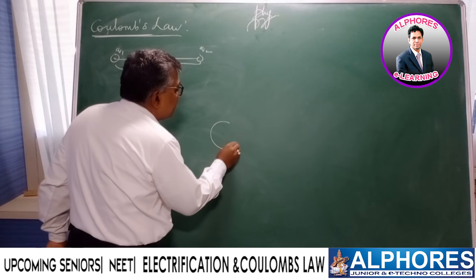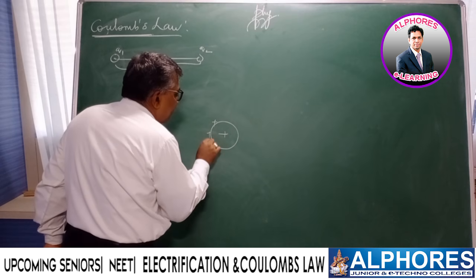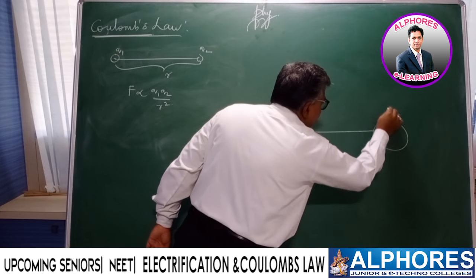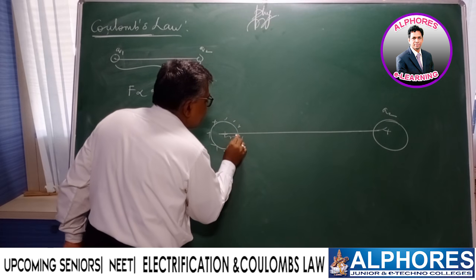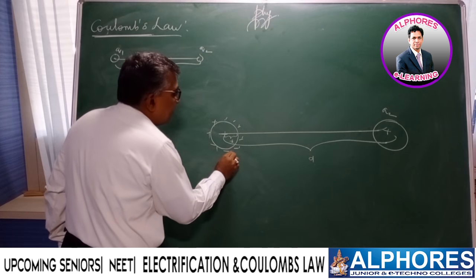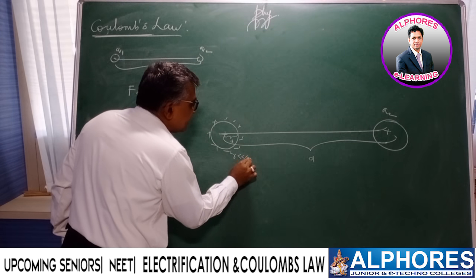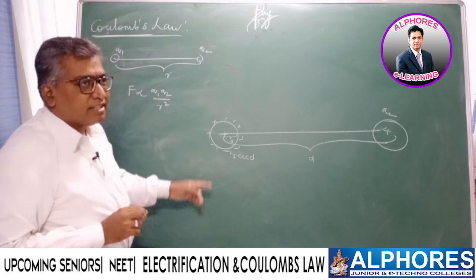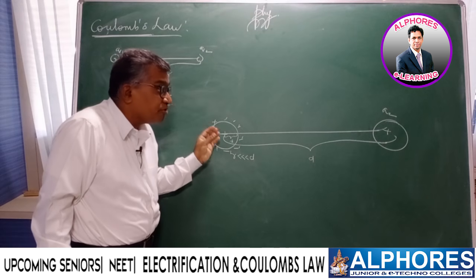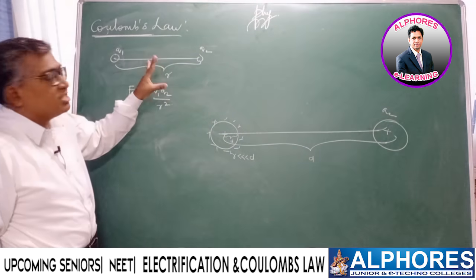The size of the charged body is compared to the distance of separation. When the radius r of the charged body is very much less than the distance of separation d, then the charge can be considered to be a point charge. So for point charges only, this law is applicable.